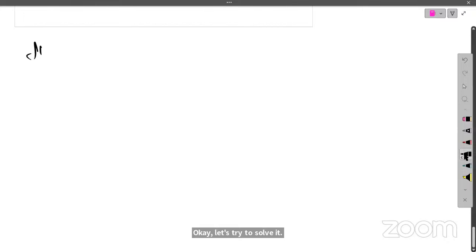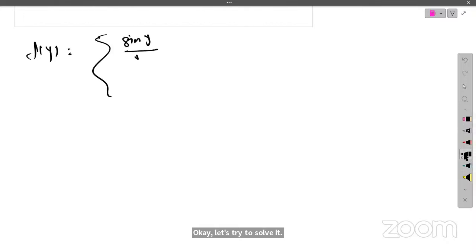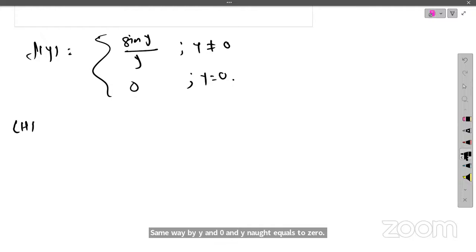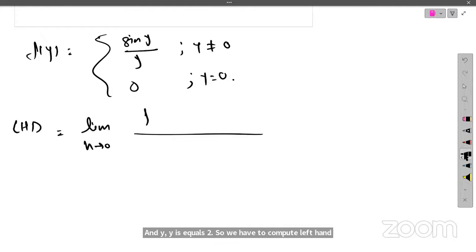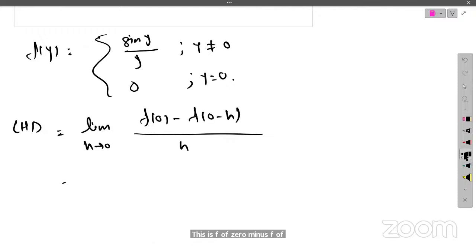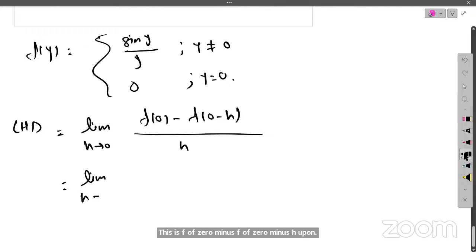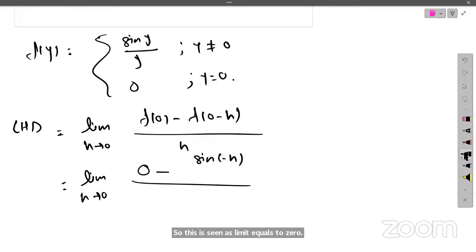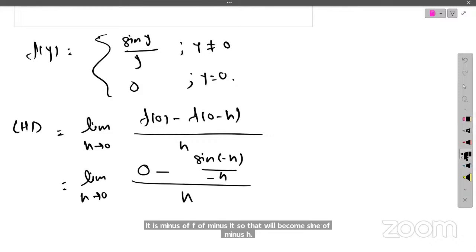So here f of y is given to be sin y by y for y not equal to 0, and 0 for y equal to 0. So we have to compute the left-hand derivative. Limit h goes to 0 of f of 0 minus f of 0 minus h upon h. Right, so this is the same as limit h goes to 0. f of 0 is 0, so it is minus of f of minus h. So that will become sine of minus h upon minus h, upon h.